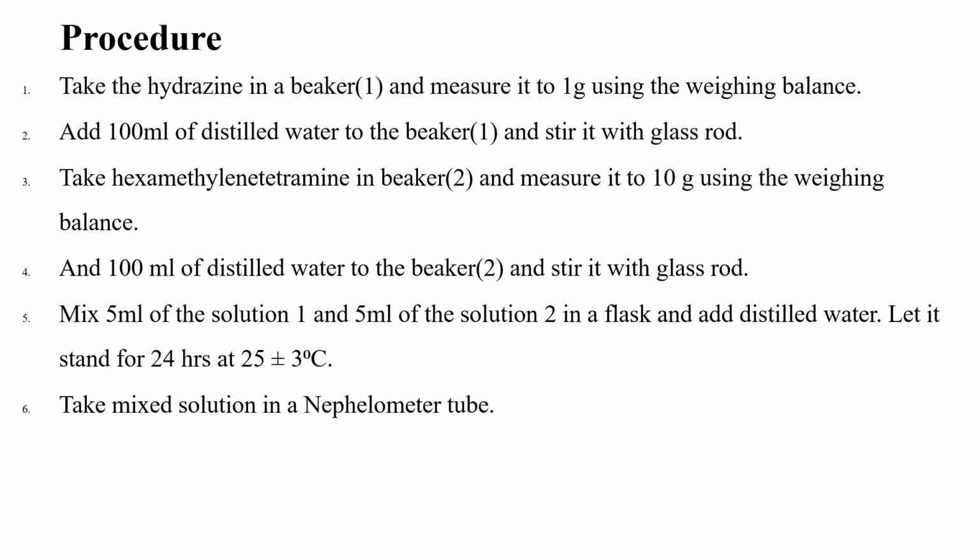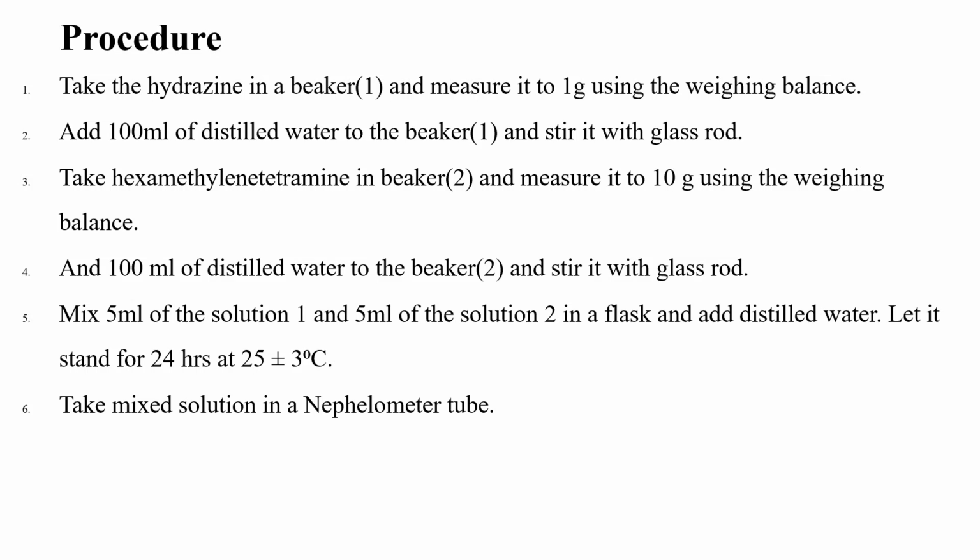First, solution 1: you take hydrazine sulfate in beaker 1 and measure it to 1 gram using the weighing balance, add 100 ml of distilled water to beaker 1 and stir it with a glass rod. That is solution 1. Your solution 2 is: take hexamethylene tetramine in beaker 2, measure it to 10 grams using the weighing balance, add 100 ml of distilled water to beaker 2 and stir it with the glass rod. That will be your solution 2. Next step, you mix 5 ml of solution 1 and 5 ml of solution 2 in a flask and add distilled water. Then let it stand for 24 hours.